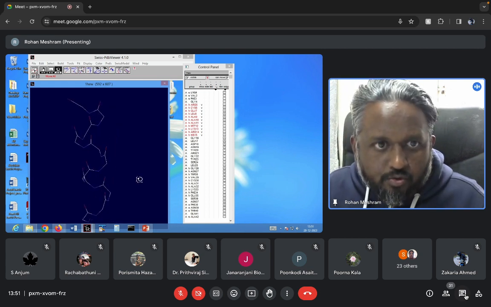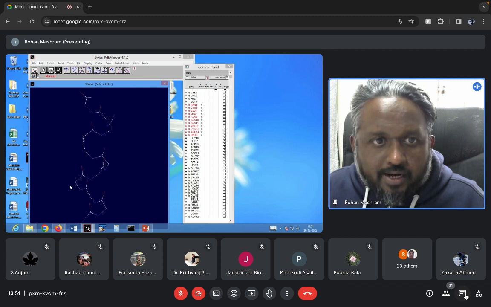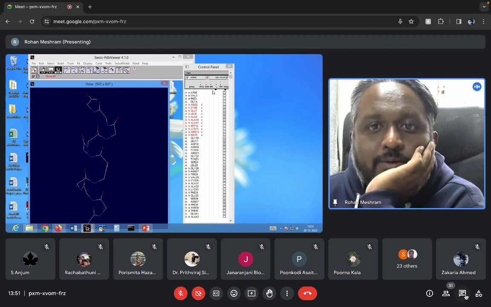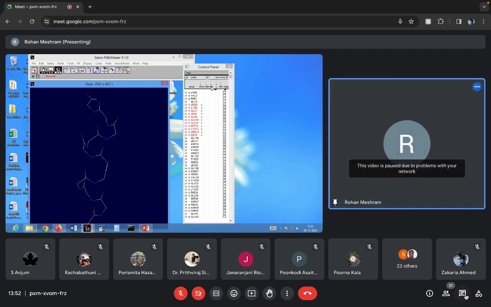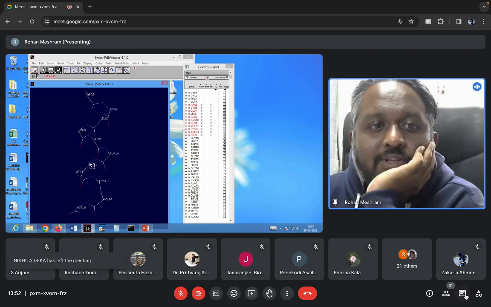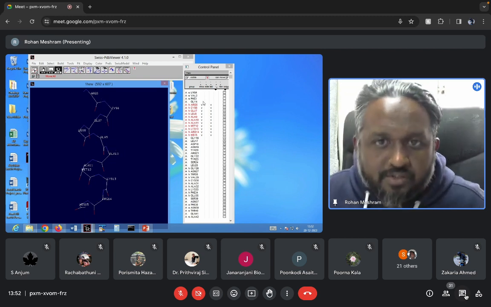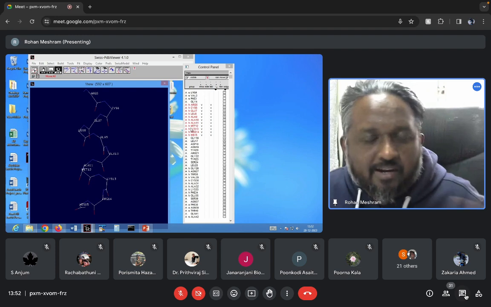Okay, so now let us try to label these residues. How many residues are there? Let us label those by adding the label. All you have to do is click on this label column, right? Now you can see that you have cysteine, then glutamate, leucine, alanine, threonine, then lysine, arginine, and histidine. So these are the amino acid residues that are currently being displayed and selected.